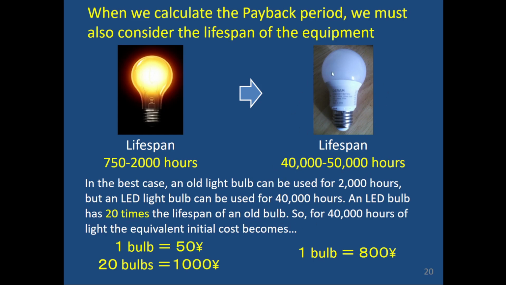So if we use the LED for its full lifespan, for the same amount of light, we need to buy 20 old bulbs. So again, this is a win. One bulb costs 50 yen. For the same lifespan as a 800 yen LED bulb, we need 20 old bulbs costing 1,000 yen. And that's not considering inflation. 10 years from now, maybe they're more expensive. So again, this is a win. Changing from an old bulb to a LED bulb saves money because of the lifespan and because of the energy savings.